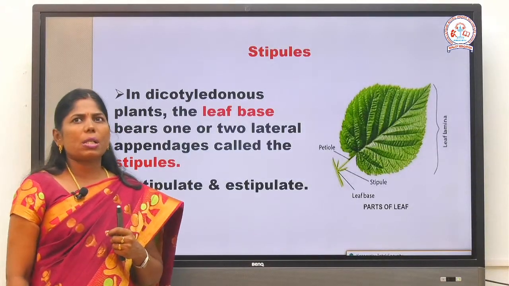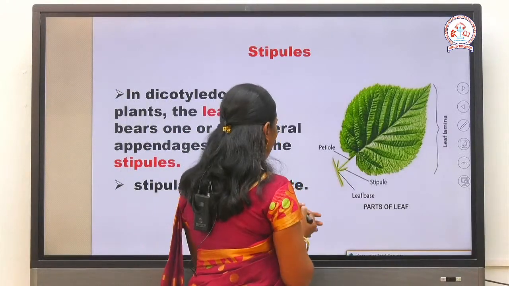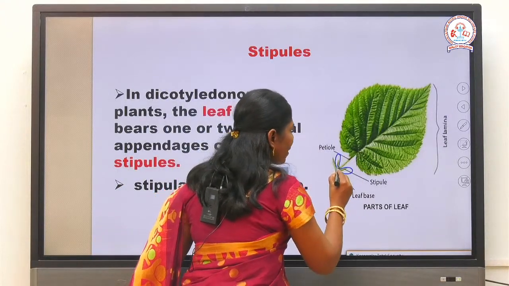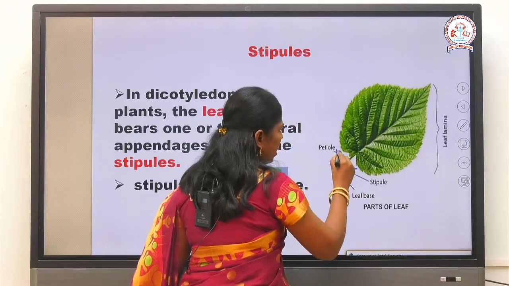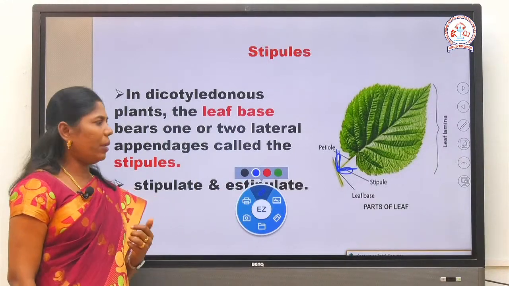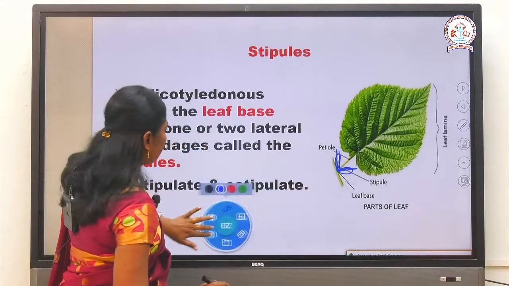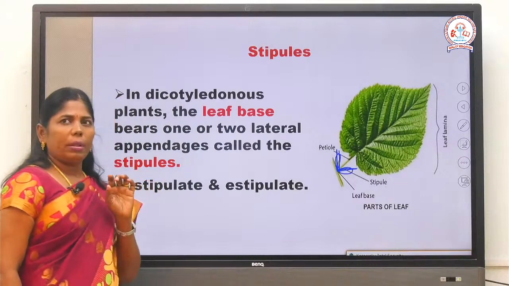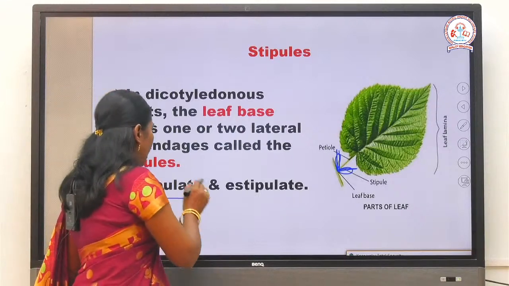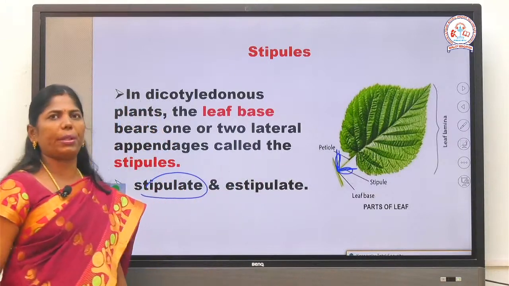So what are stipules? The stipules are present on either side of the nodal region. This is the nodal region. On either side of the nodal region we can see an extra outgrowth. That extra outgrowth is considered a stipule. If the leaf has stipules, it is considered stipulate. If there is no stipule, it is called exstipulate. Stipules, this extra outgrowth, are present only in dicot plants. If absent, it is considered exstipulate.